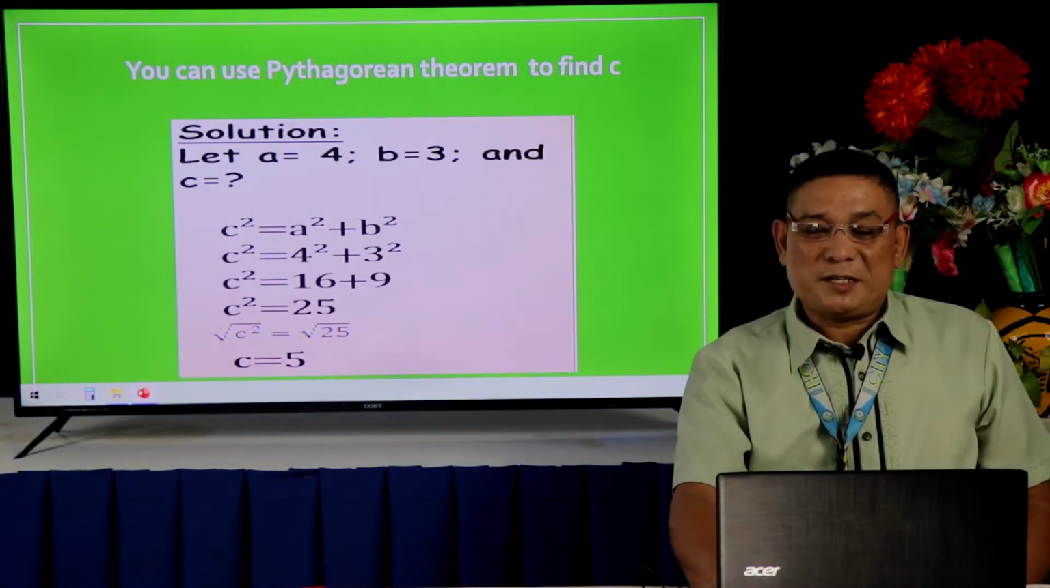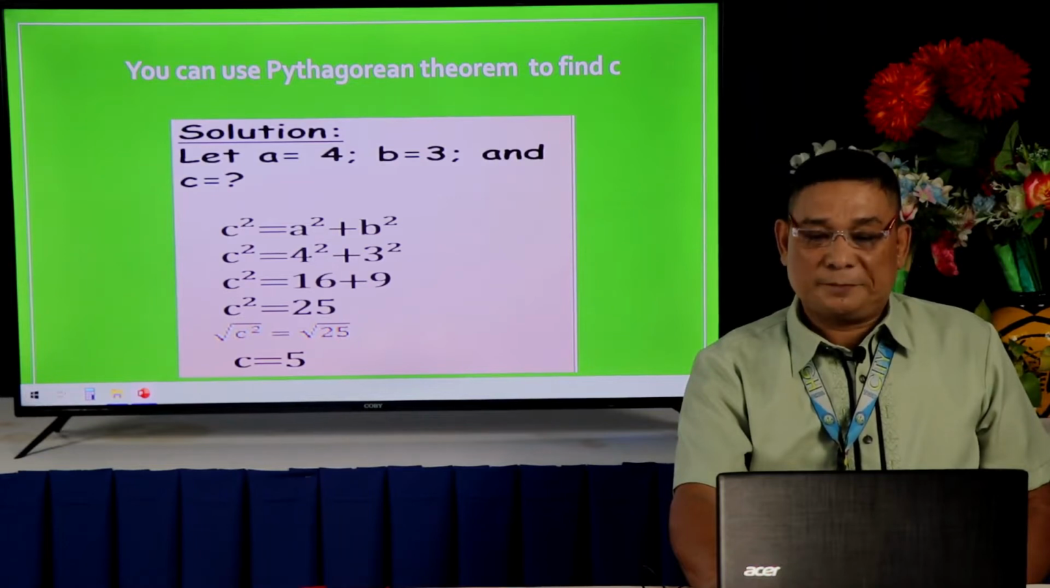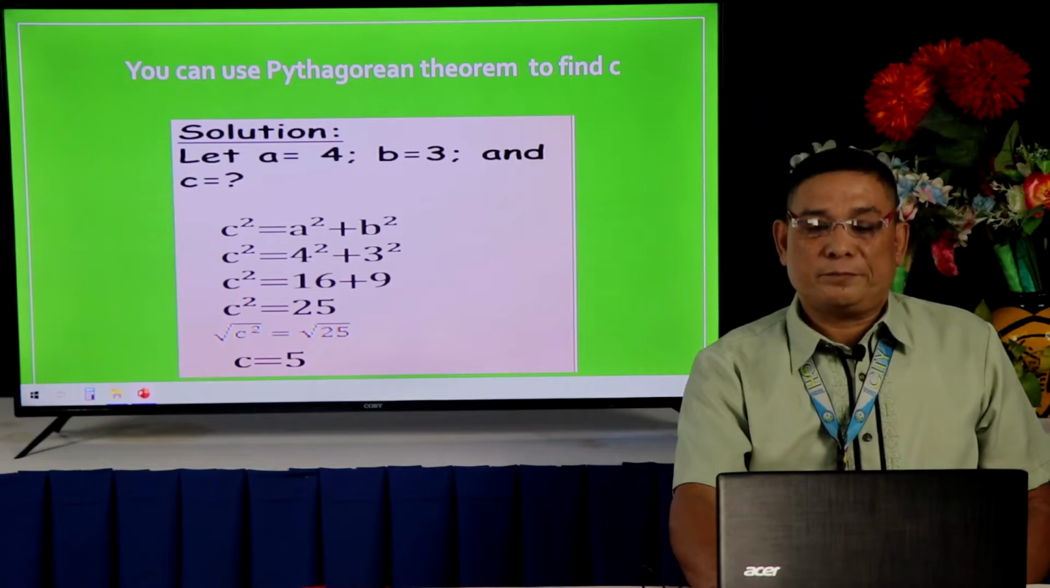Aside from counting the spaces, you can find also the unknown value using Pythagorean formula. By substituting the value to the formula, it becomes C squared equals 4 squared plus 3 squared. Simplify, it becomes C squared equals 16 plus 9. Simplify further, C equals square root of 25. So the answer is C equals 5.